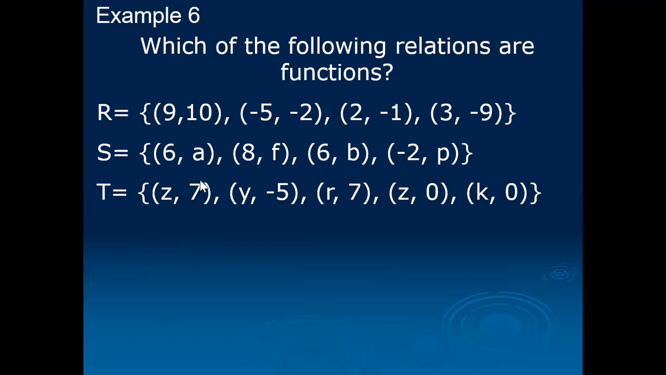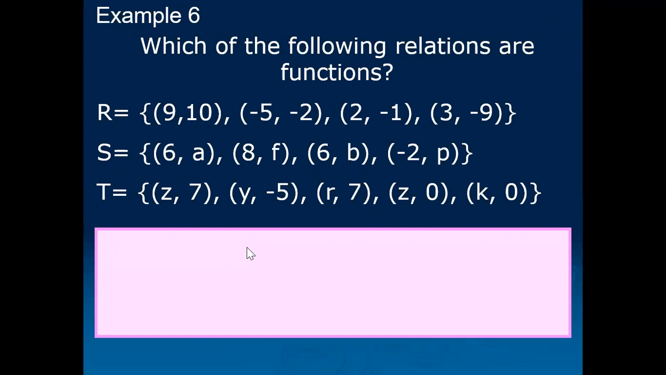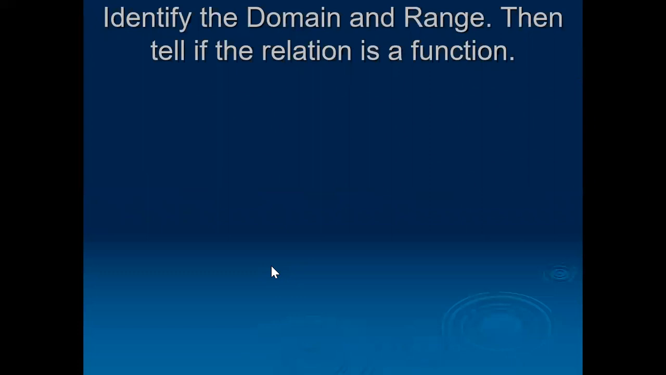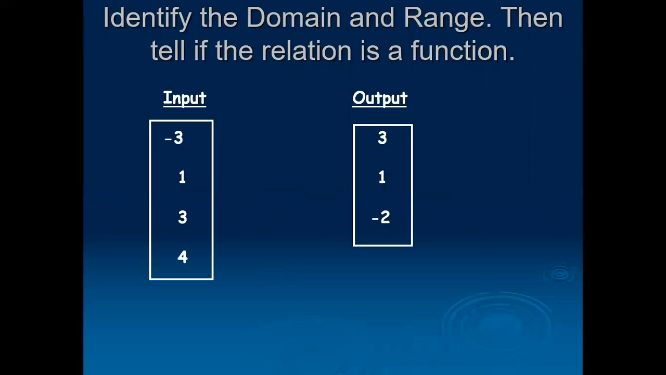And then the last one, Z has an output of 7, Y has an output of -5, R has an output of 7, Z has an output of 0, and K has an output of 0. This is not a function because Z as an x coordinate, right? Z as an input has both 7 and 0 as an output, and that cannot be true. No two ordered pairs can have the same first coordinate and different second coordinates, right? Can't do it.